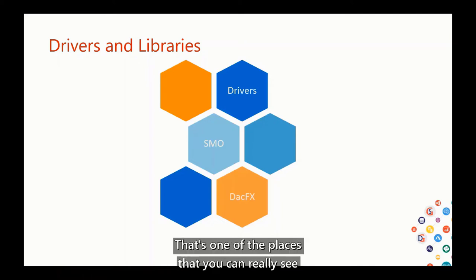And so that's one of the places that you can really see the beginning of a divergence, and you can see how things are landing in one versus the other. So take a look at that if that's an area that you work in. And if you are a consumer of SMO or DACFX, just let us know if you can use any help with those NuGet packages.